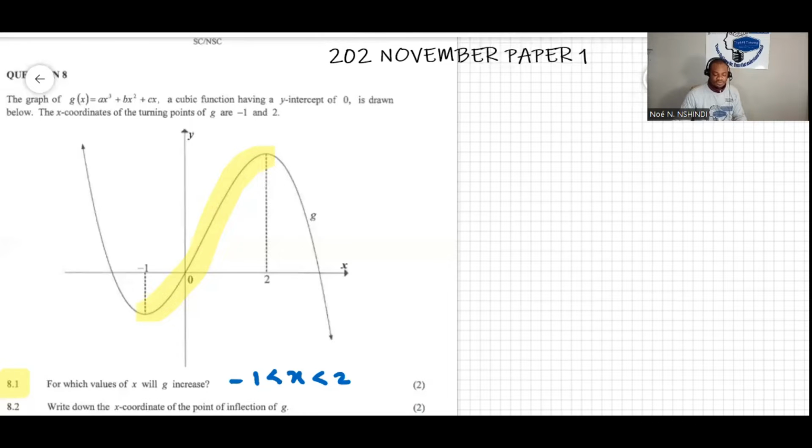So now the following question is question 8.2. The question says, write down the x-coordinates of the point of inflection of g. So we're looking for the point of inflection, the x-coordinates of the point of inflection.